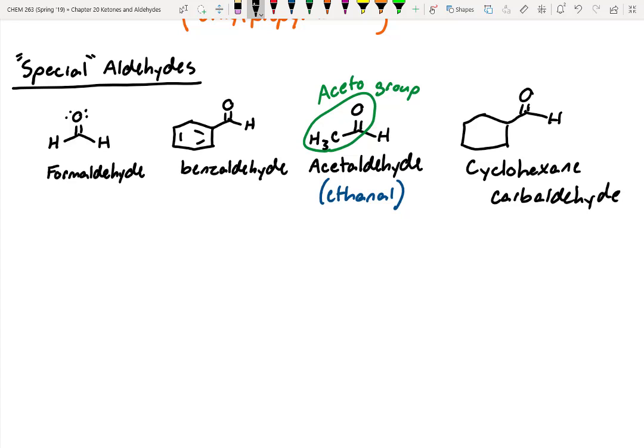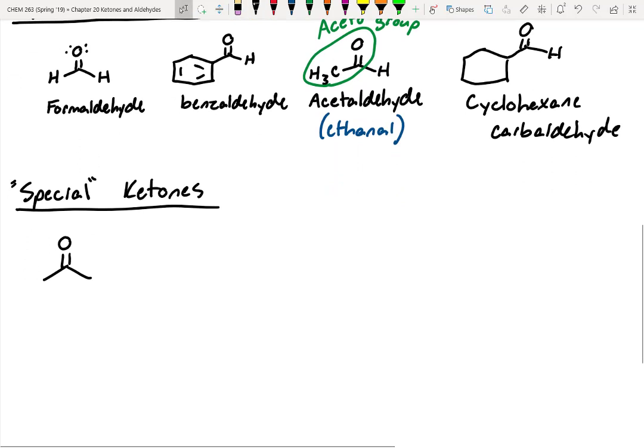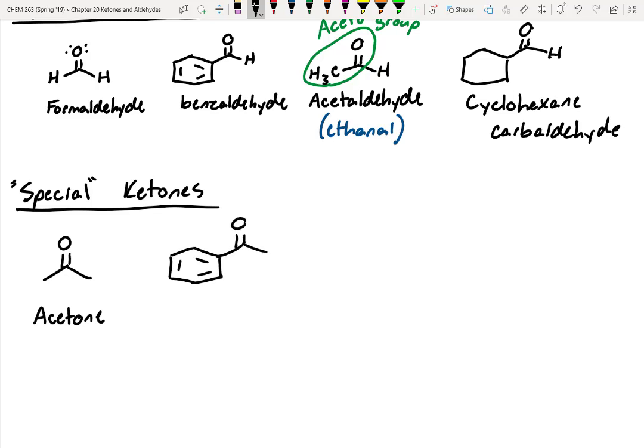All right, then we've got special ketones. What's this ketone called? Acetone. If you were working in a lab and you say, can you hand me 2-propanone? People be like, wait, what? What's wrong with you? Call it acetone. It's a lot easier. And then we've got this one, which we should all know. Acetophenone. So you can see the aceto group is used prominently.